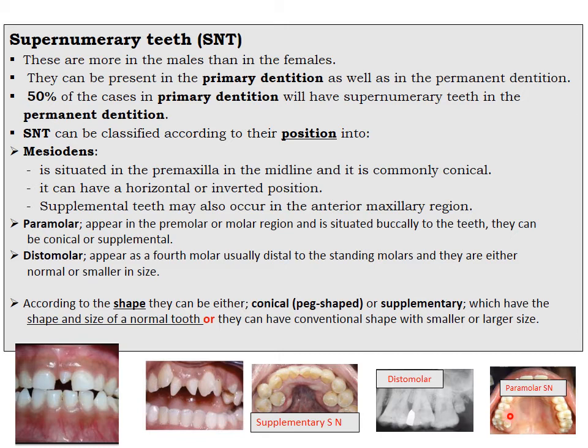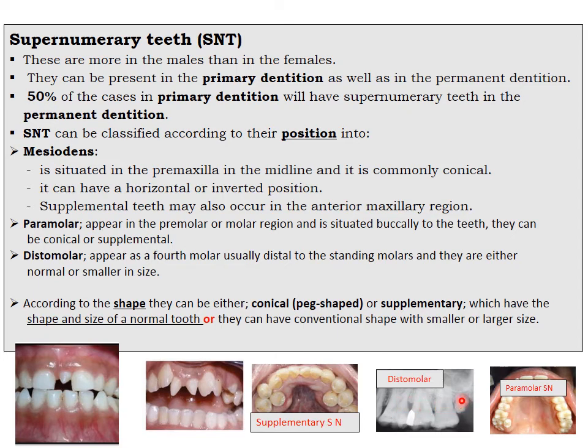We said we can classify them according to the position or according to the shape. According to the shape, it is called conical, or barrel shaped, or supplementary. This is the supplementary one, like a molar, with the same shape and approximately the same size, which has the shape and the size of a normal tooth, or they can have a conventional shape with a smaller or larger size.